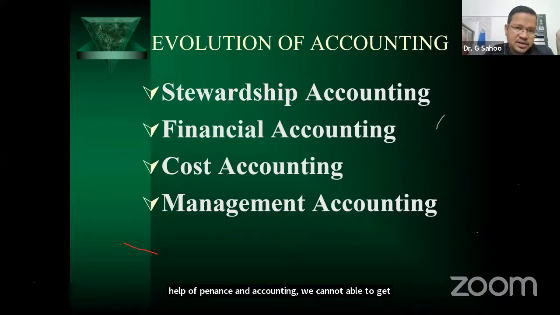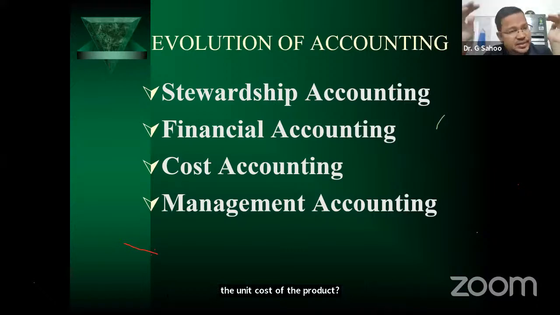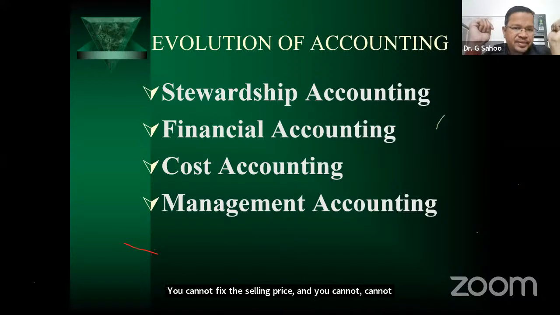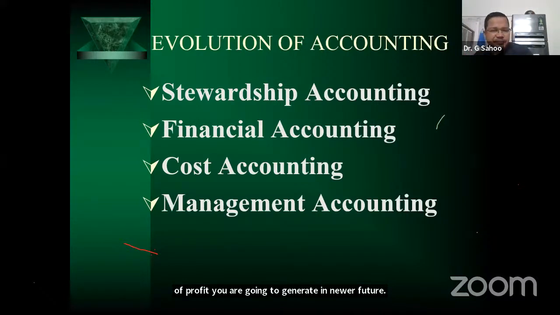And unless you know the unit cost of a product, you cannot fix the selling price, and you cannot also predict what the margin is, or what amount of profit you are going to generate in the near future. And then the last branch of accounting is management accounting.